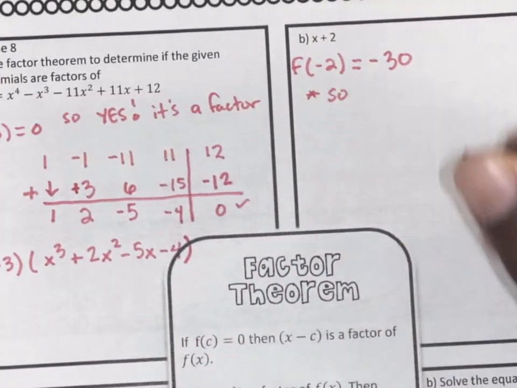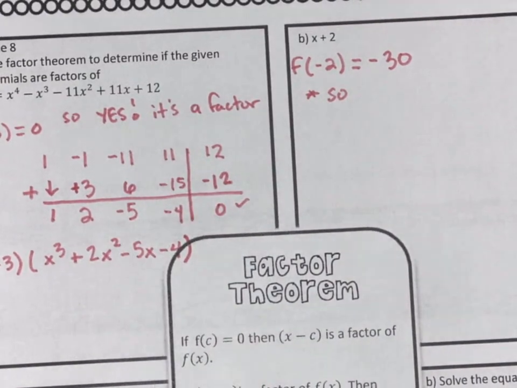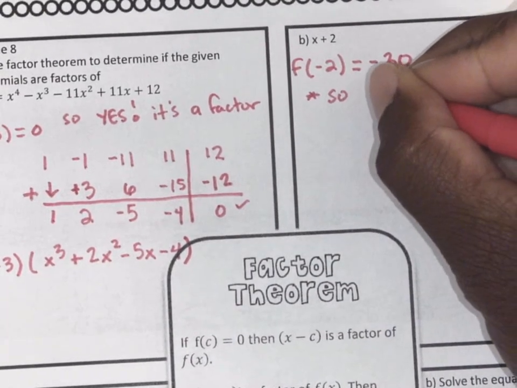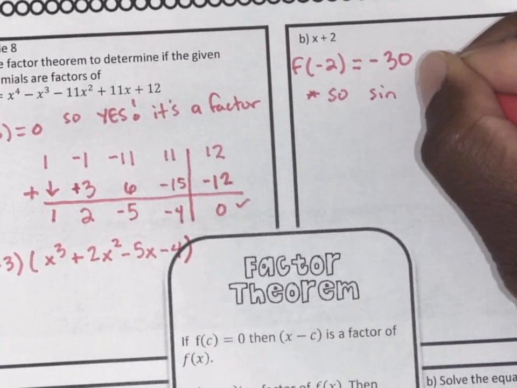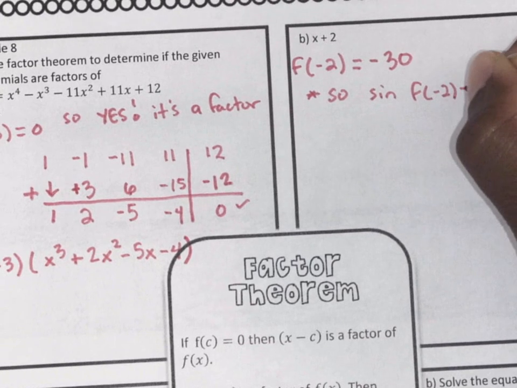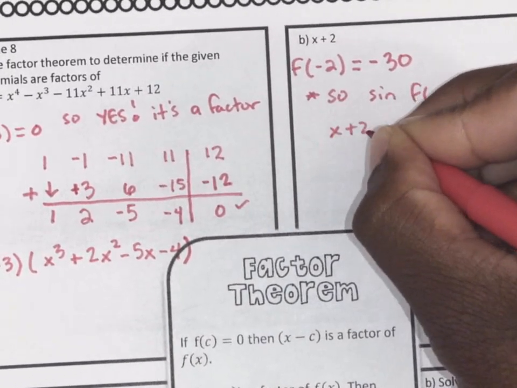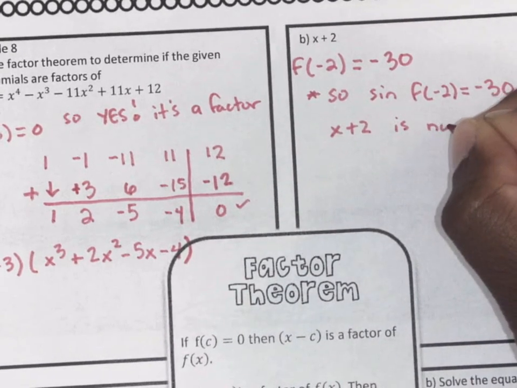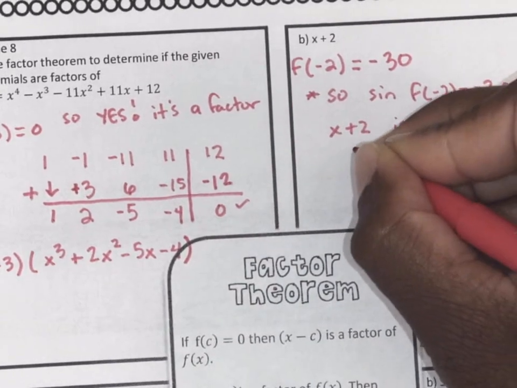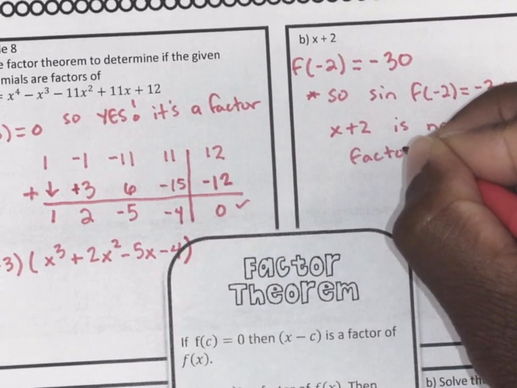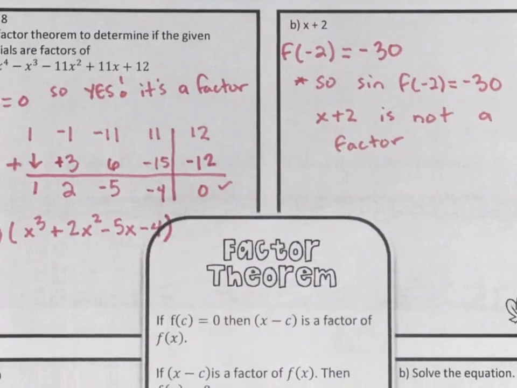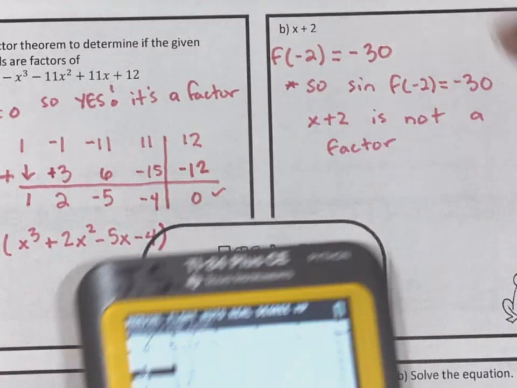So just to summarize, when you look back, it'll make sense if you need to have it. Since f of negative 2 equals negative 30, x plus 2 is not a factor. And then we might try another one, or we might find another one.